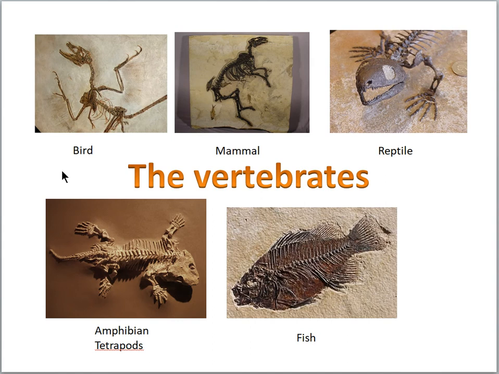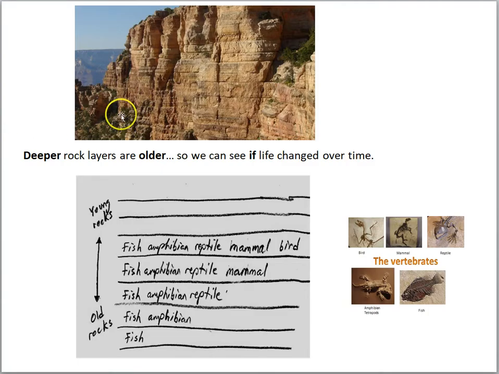Now we'll follow the fossils of the vertebrates. So here we have the 5 major classes of vertebrates. We have fish, amphibians, reptiles, mammals, and birds. They all have backbones. And we know that when we look at sedimentary rock, we see these layers, and we know that the deeper rock layers are older. And so by inspecting the fossils in these layers, we can see if life changed over time.